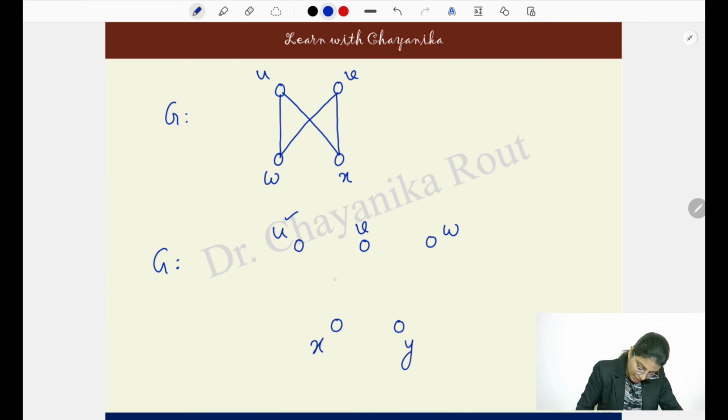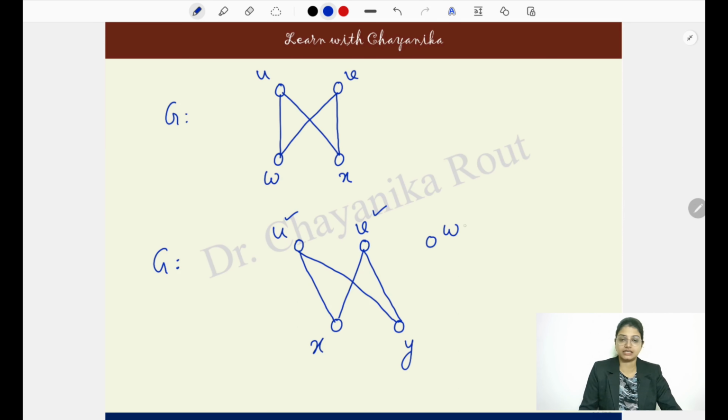So I will make the vertex U adjacent to all the vertices of the other partite set, that is X and Y. Then I move to V and make it adjacent to all the vertices of the other partite set. Next I move to W and make it adjacent to all the vertices of the other partite set.